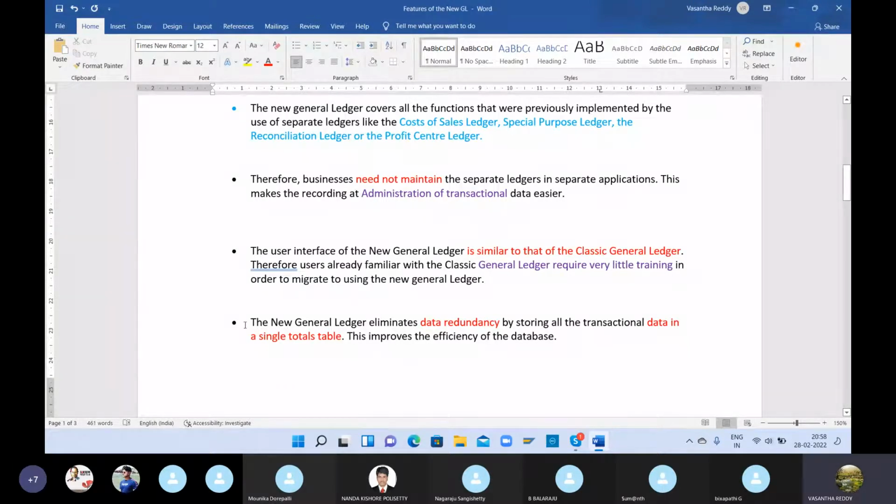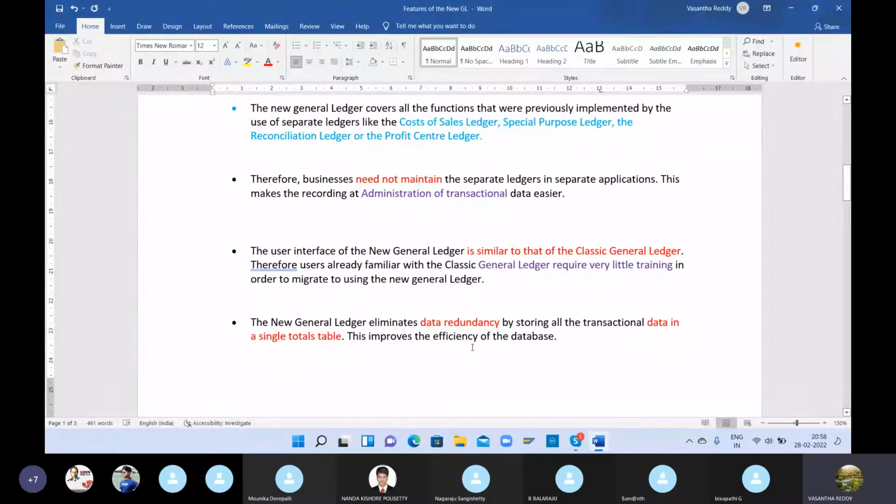The general ledger eliminates data redundancy by storing all the transactional data in a single totals table. New GL transactions are stored in a single totals table. In the classic GL, separate GLs had to be maintained by separate financial accounts. That is the main difference between new GL and classic GL. This improves the efficiency of the database.